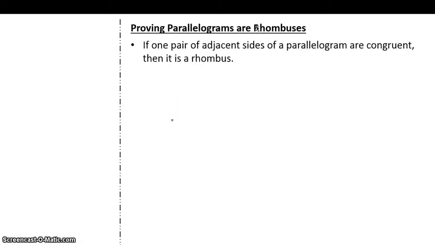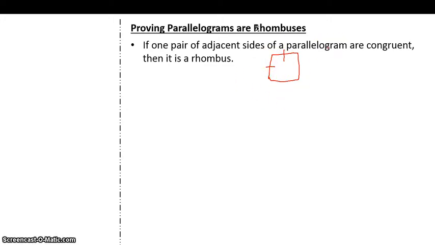Proving parallelograms are rhombuses. Okay, so again, the key is that you already know it's a parallelogram. Now you're trying to go further and see if it's a rhombus. First, if one pair of adjacent sides of a parallelogram are congruent, then it's a rhombus. So adjacent sides are sides that are right next to each other. So if you already know this is a parallelogram, and they give you 2 adjacent sides that are congruent to each other, like this, these are adjacent because they're touching, then you would be able to prove that it's a rhombus.